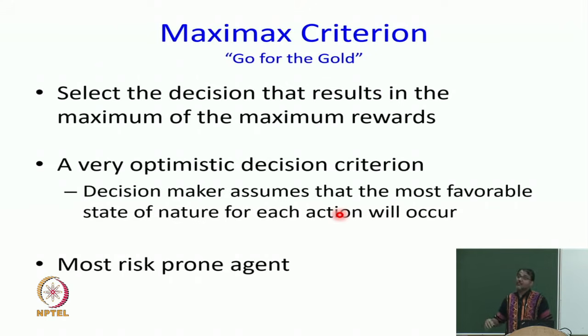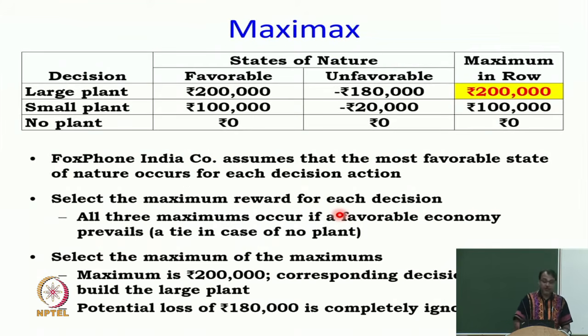It says that I am willing to jump down the cliff in the hope that suddenly a parachute will open up for me and I will be saved. Not saying, I mean, this is taking it too far, but that is sort of the optimism that this person will have. So, what would it do?